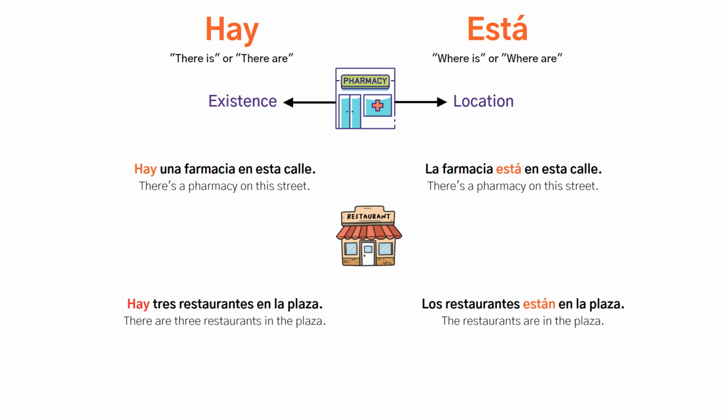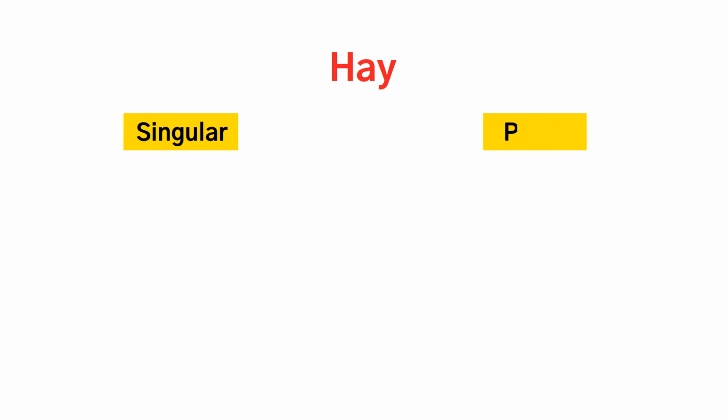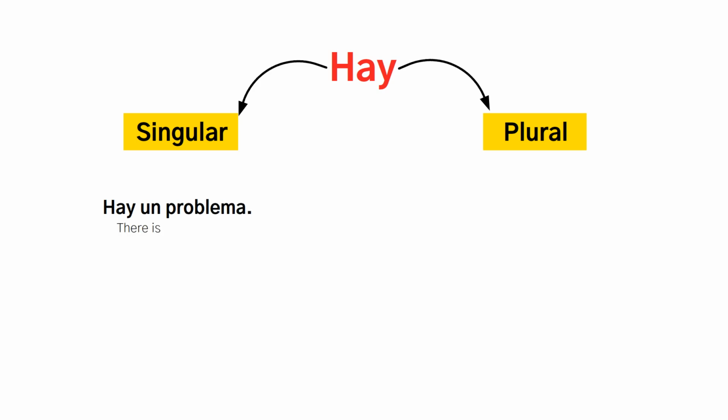Here's something important about hay that makes it beautifully simple. It never changes form. Singular or plural, hay stays hay. Hay un problema. There is one problem. Hay 20 problemas. There are 20 problems. The same word handles both. You don't conjugate it for number. You don't adjust it for anything. Hay is hay is hay.